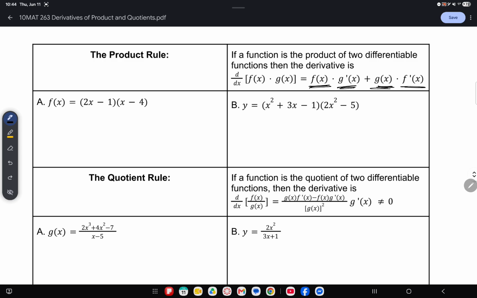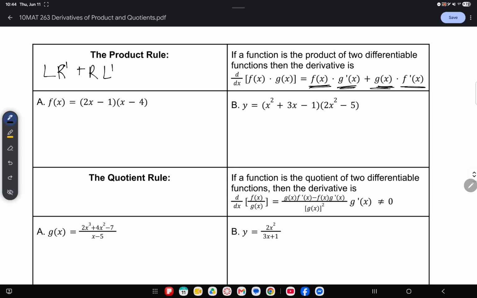Now that's like a whole mouthful. And I could say, okay, f of x times g prime of x plus g of x times f prime of x. And that's just like a lot. So the way I remember it is left d right plus right d left. Okay? And I think that's a lot easier to work with.